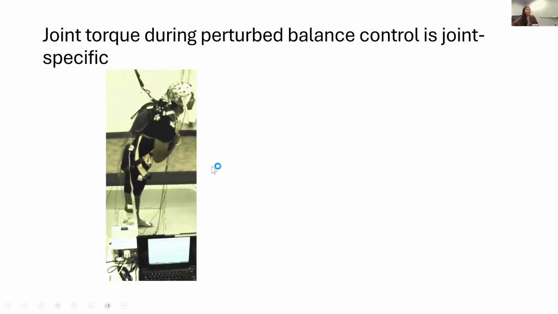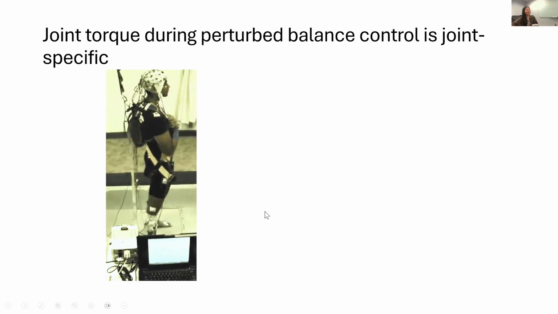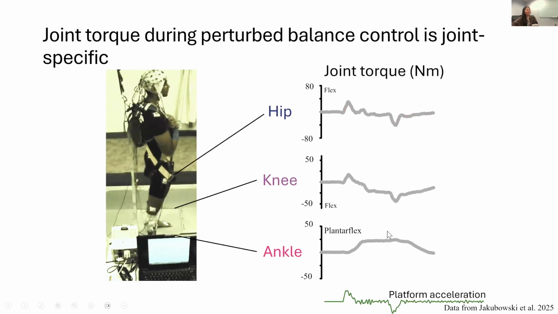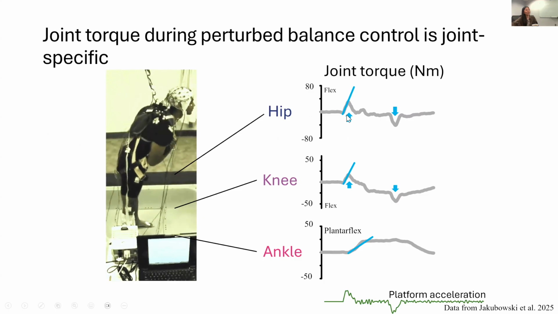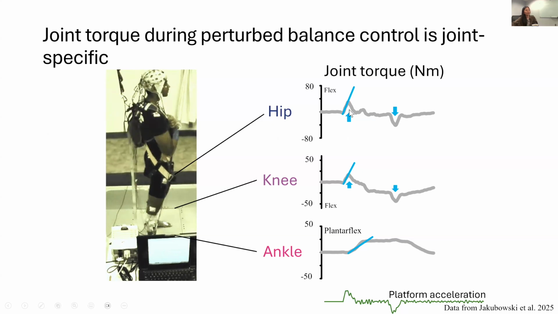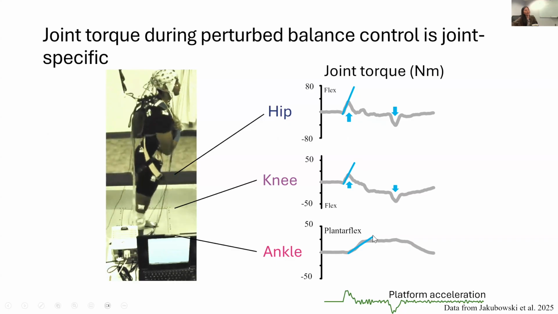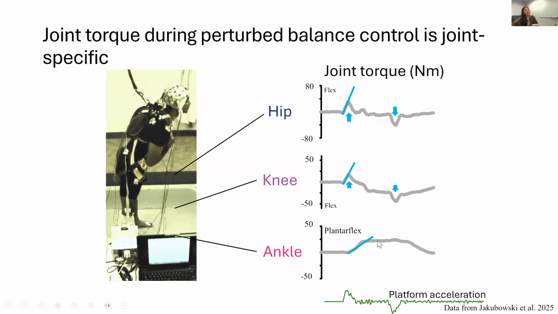When we look at people's response when we perturb them on a perturbation platform like this, their joint torques are specific to the joint. Typically we see a much faster increase in joint torque at the hip joint, and then it goes down sooner. And when the platform decelerates, we see a dip to the opposite side. It is a little more smooth in the knee. And on the ankle, the force develops much more slowly and then stays on the same side, and doesn't quite go back to the other side.